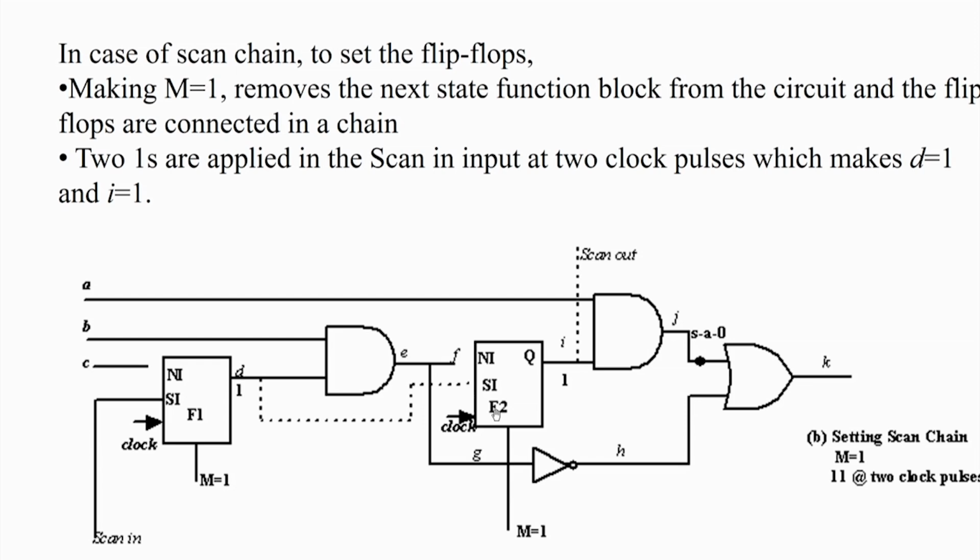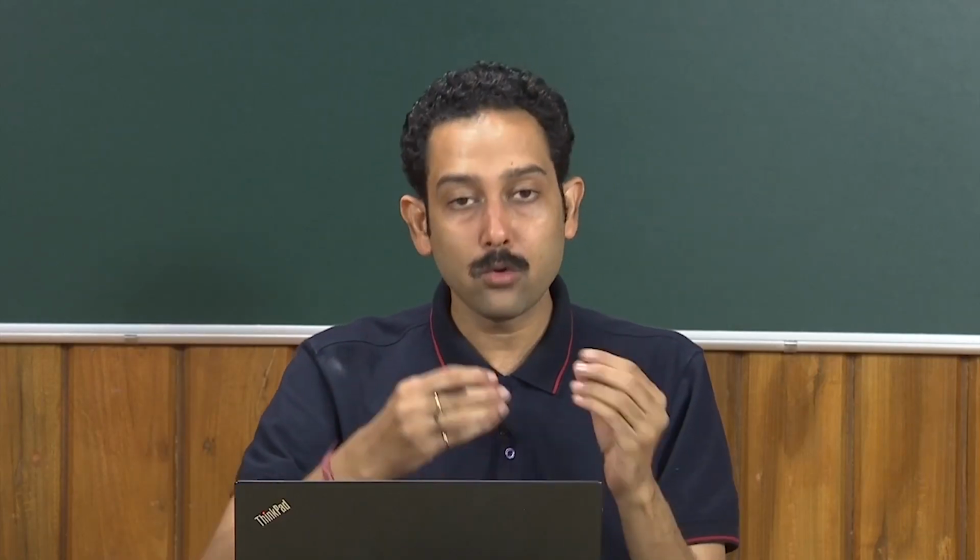So, the clock speed cannot be that high, because there will be a delay of this AND gate E in the picture. It is a very big circuit; instead of this AND gate, you have a large circuit. So, setting and resetting the flip flops using the combinational circuit will slow down the clock. In case of scan, you require say 2 clock pulses to settle the values.